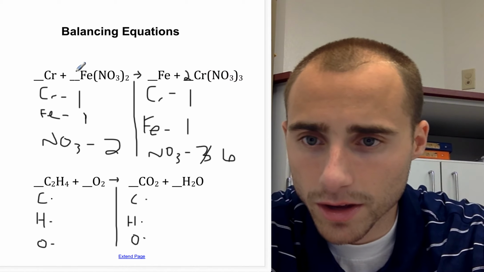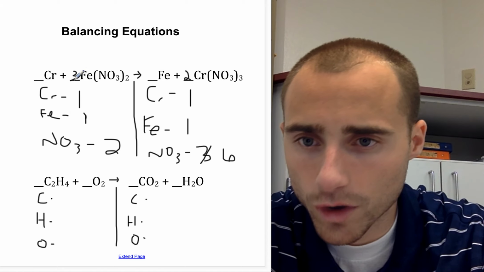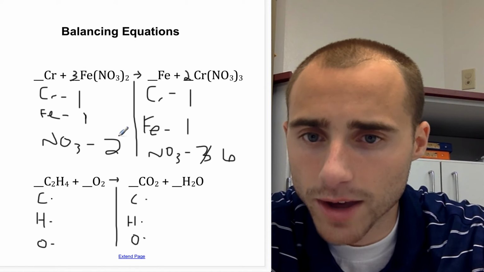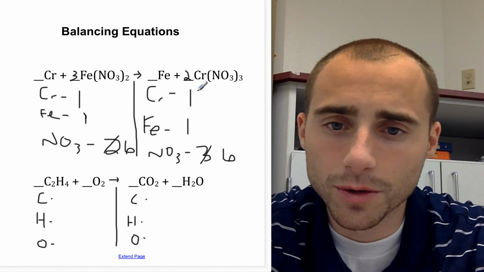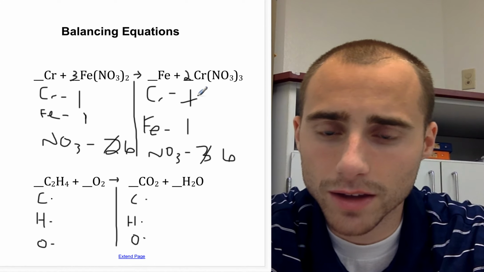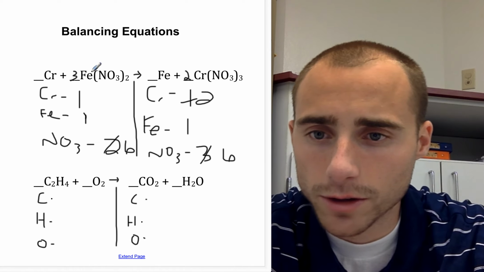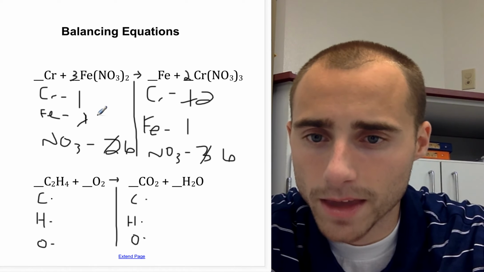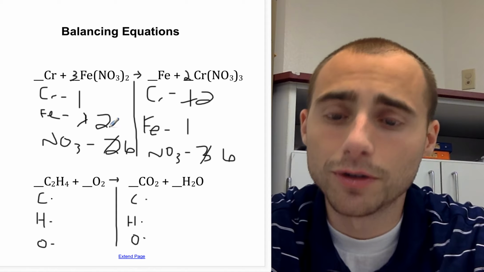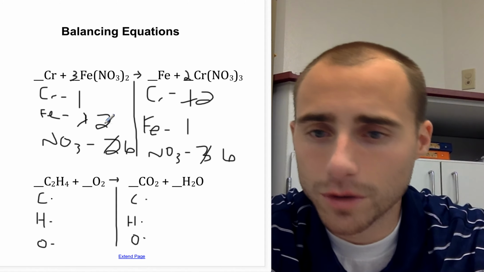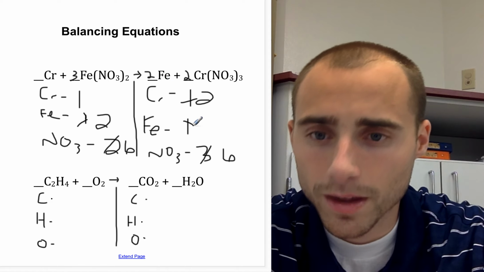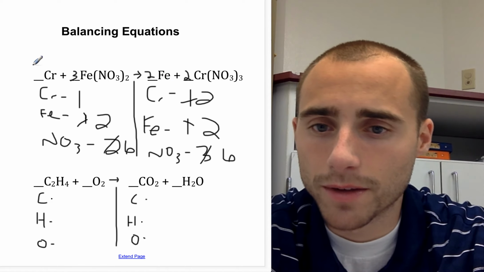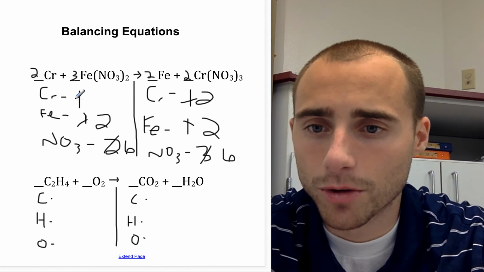And if we put a 3 here, that will turn our 2 nitrates here into 6 nitrates, so those are balanced. Let's look what else we messed up. We turned this into 2. Over here we turned the iron into 2. But those problems are super easy to fix because now we have 2 irons and 1 iron, so we just need to put a 2 right there. That's going to make that 2. And then we have to put a 2 right here, and that's going to make that chromium 2.